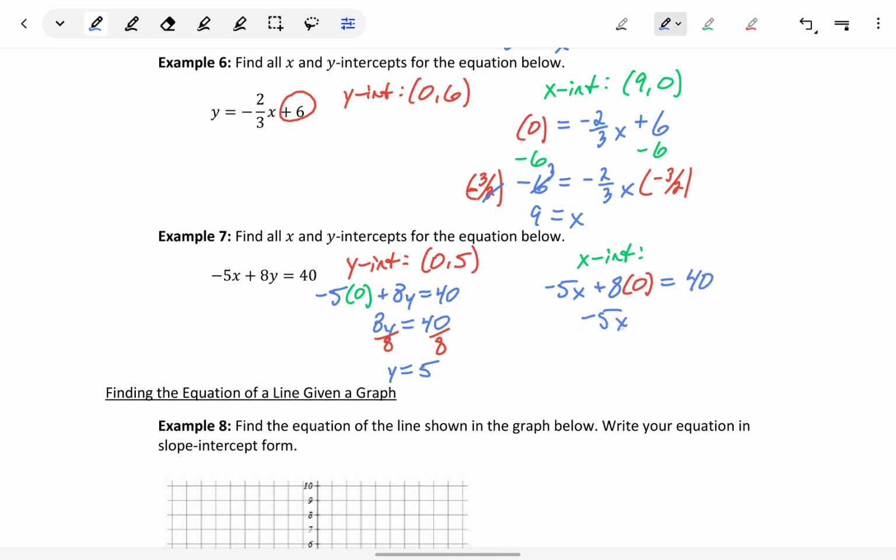That will leave us with negative 5x is equal to 40, and then dividing both sides by negative 5 will give us x is equal to negative 8. So our x-intercept in this case will be at (-8, 0). In each case, just to reinforce it one more time, whichever intercept we're trying to find, we set the other variable equal to 0 and solve for what's left over.